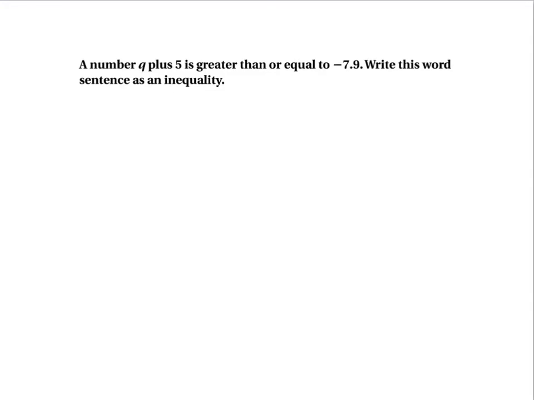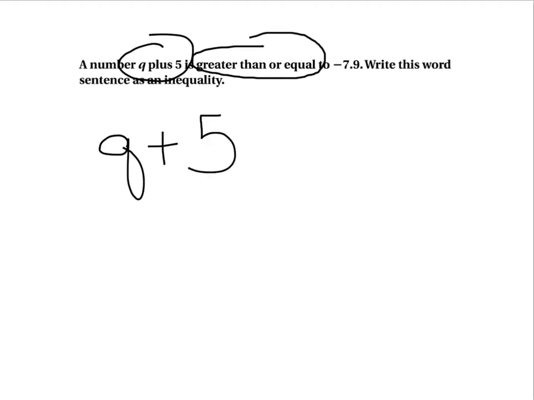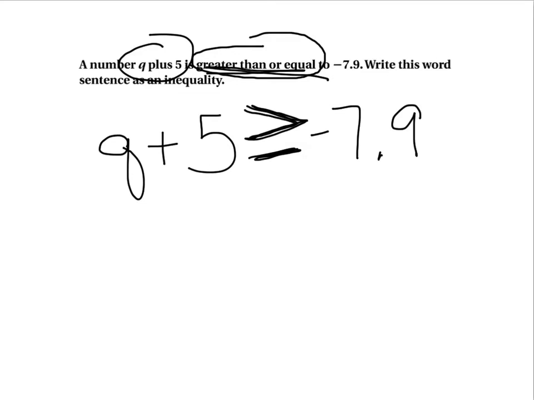First, we know this part: q plus 5 is greater than or equal to -7.9. Hopefully you followed that. You have to understand the different symbols, greater than or equal to. So I'm going to represent it with the greater than, or it can also be equal to. That's what this is basically saying: these two things added together can be greater than or equal to -7.9.